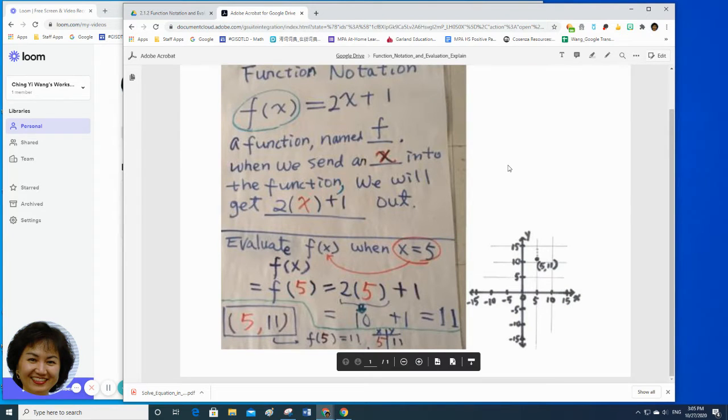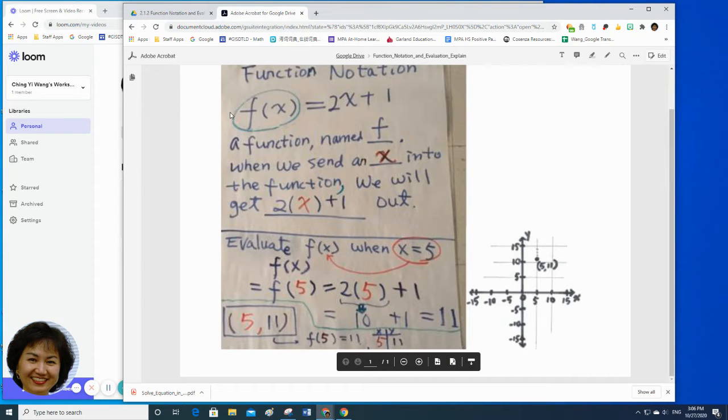Hello, we are going to talk about function notation and how to evaluate a function today. When we say function notation, that means how to notate a function. We are using f of x as the notation for a function. In other words, when you write f of x, you are going to tell people what this function is doing.